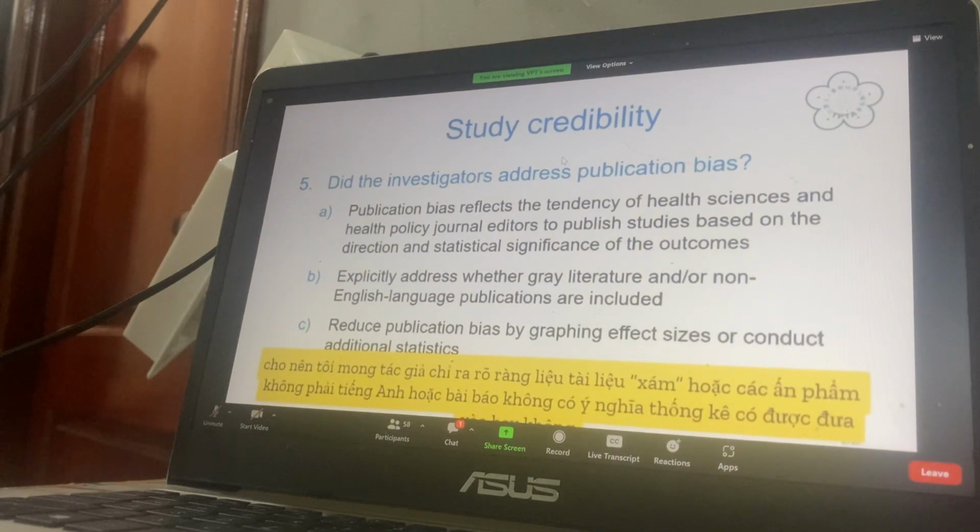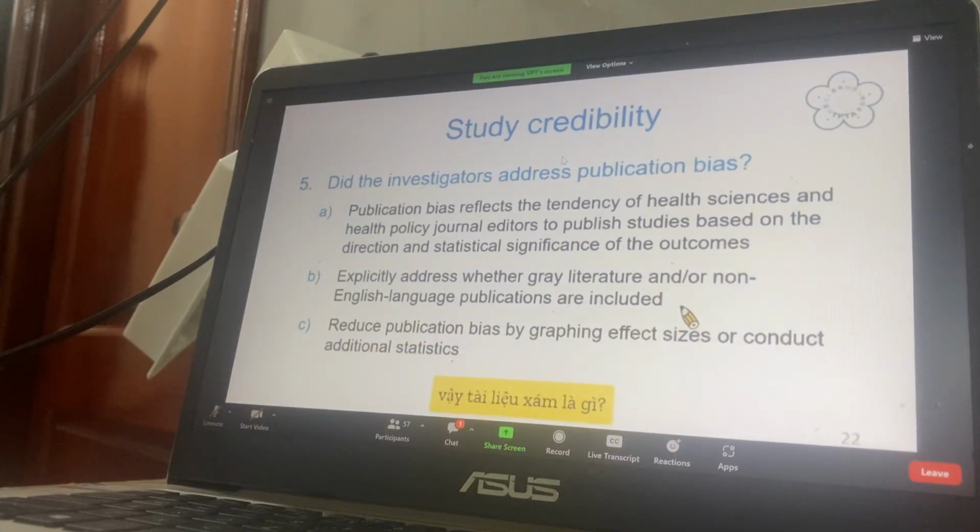So hypothetically, the authors should explicitly address whether gray literature, non-English language publications, or non-significant literature are being added into the review. So what is gray literature? Gray literature means studies that may not be statistically significant and are at the gray area of significance or not. That's gray literature.